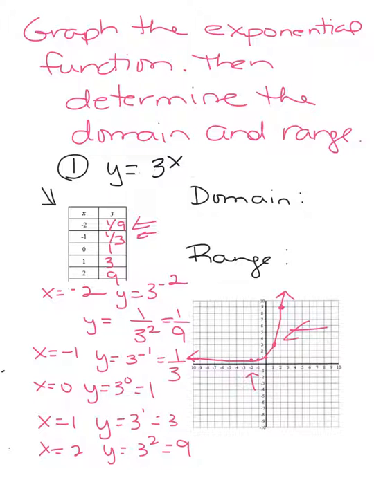Now we can look at our domain and range. If I look at my x values, again, I can go anywhere. I can go to the right. I'm going to the left, says the arrow. So it's going to be all real numbers is my domain. And my range is all on the positive side. It's not touching 0 and it's not going negative. So it's going to be all positive real numbers.